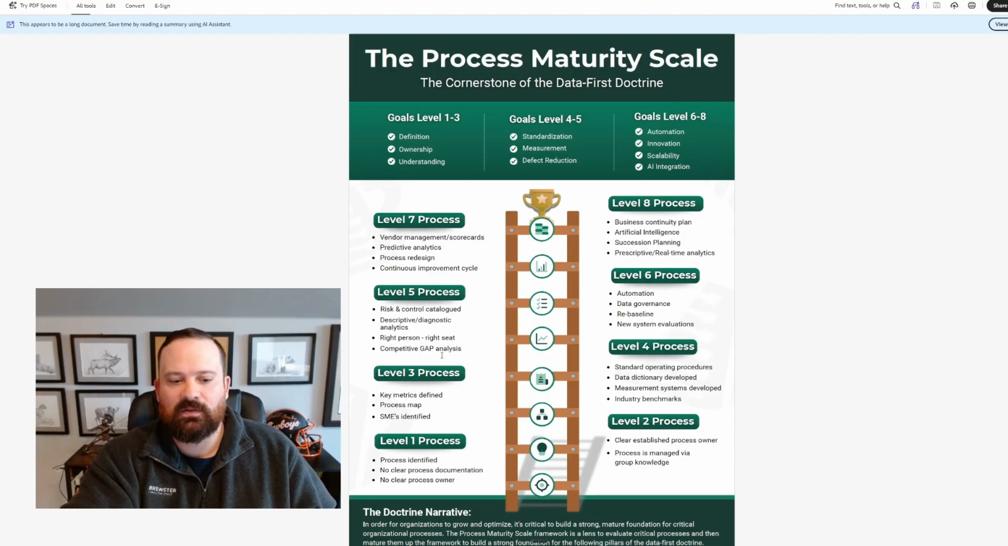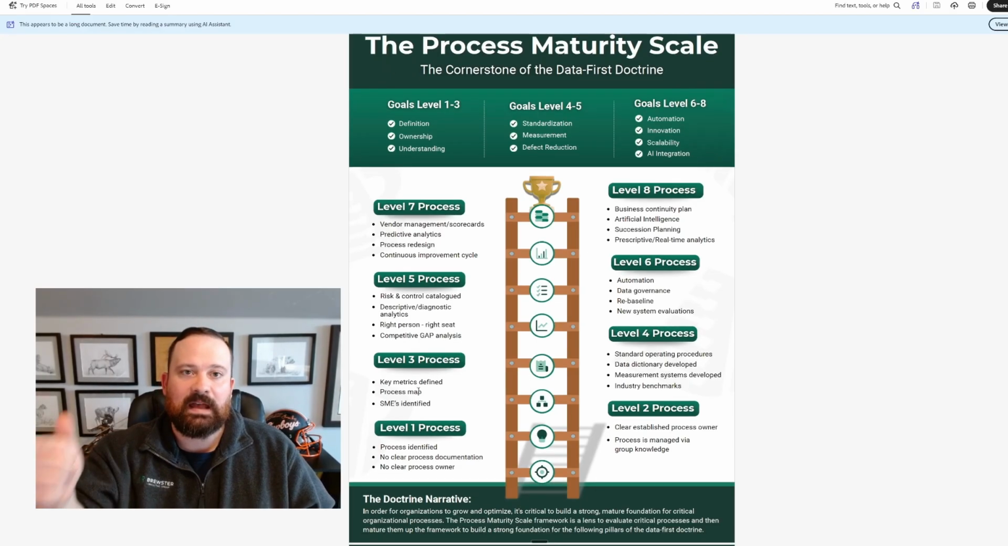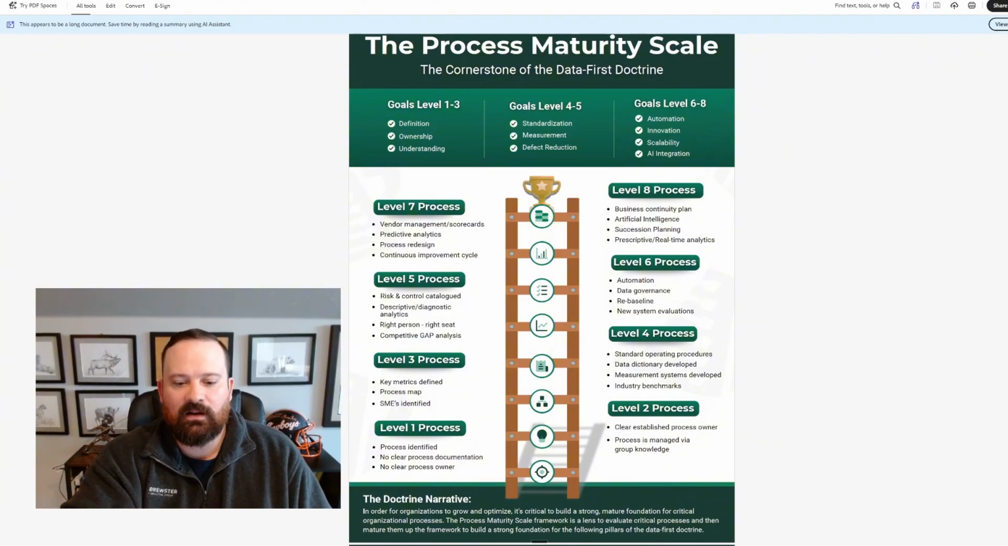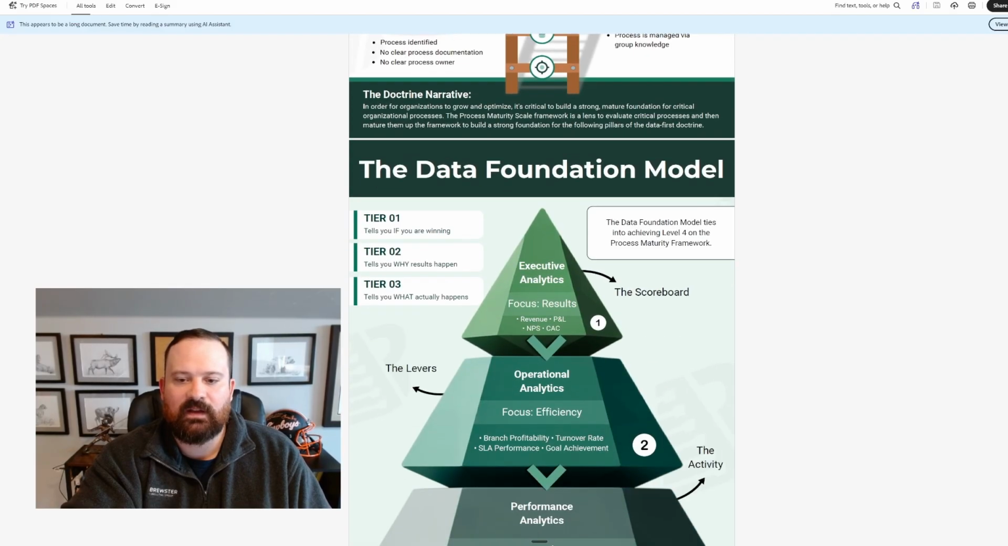What this is going to do is allow you to define how a process happens with a process map and KPIs. How do you measure success? What does winning look like on that process, right? From there, you can move on to the data foundation model.